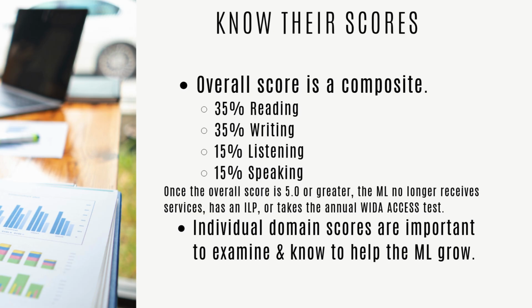As you look into their scores, I wanted to explain that the overall score is a composite. It is made up of 35% reading, 35% writing, and 15% each of listening and speaking. Once that overall score is a 5.0 or greater, the multilingual learner no longer receives services, has an ILP, or takes the annual WIDA Access test. Individual domain scores are important to examine and know to help your multilingual learners grow.